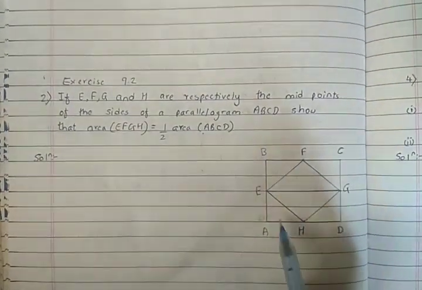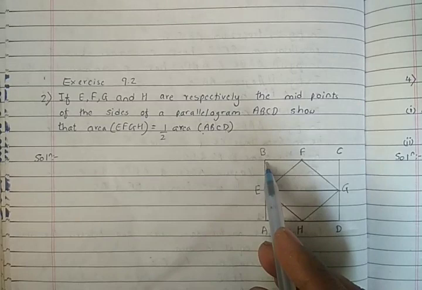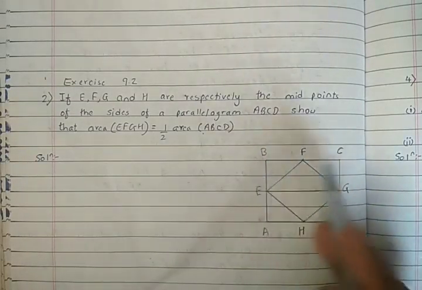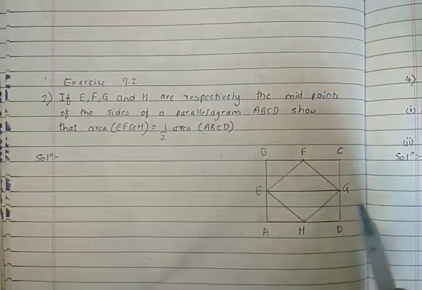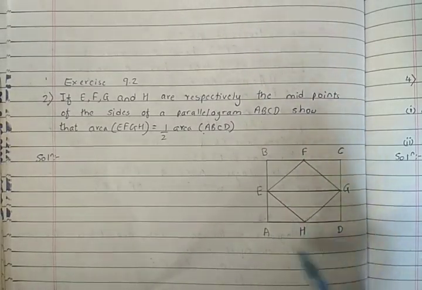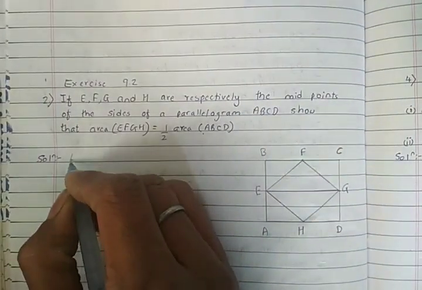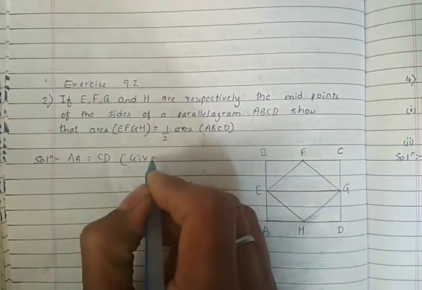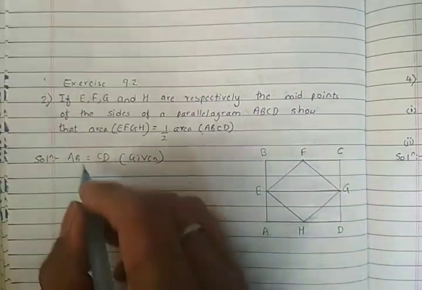Now see, this is given that AB is equal to CD. Why? It is said that it is a parallelogram. So the opposite sides of a parallelogram are equal. So we can write that AB is equal to CD. This information is given. We will write the reason.